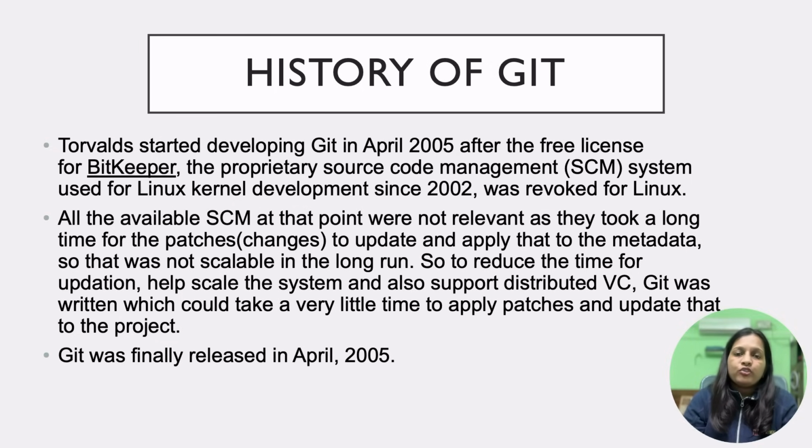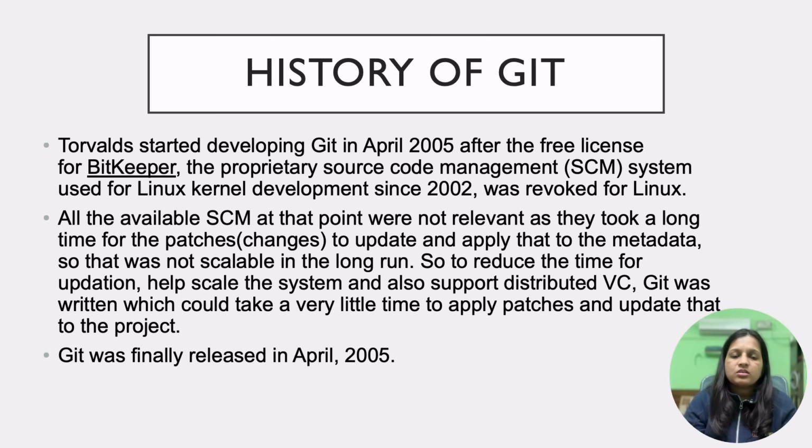But after a certain point of time, Bitkeeper started to charge to use the services. And since Linux is an open source project and also it's free for everyone, Linus Torvalds did not want to take money or to make the service a paid one. He wanted to make that free and open source for everyone. So he started developing Git, and released it in April 2005. Since then, Git is being used as the main version control system for Linux. And the developer of Git is Linus Torvalds, who is also the developer of Linux.